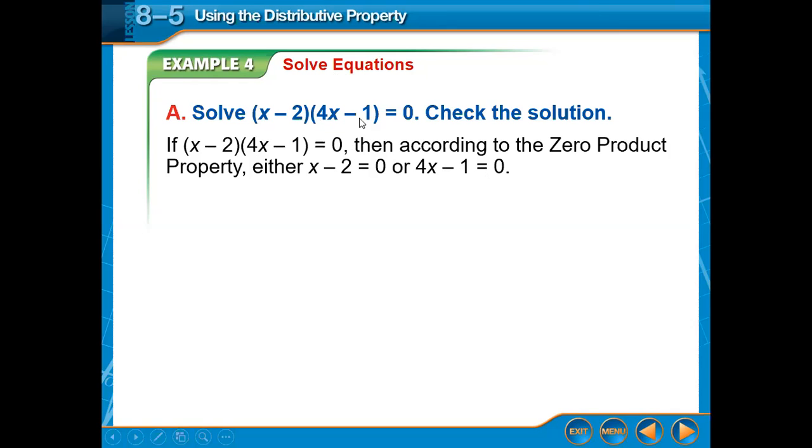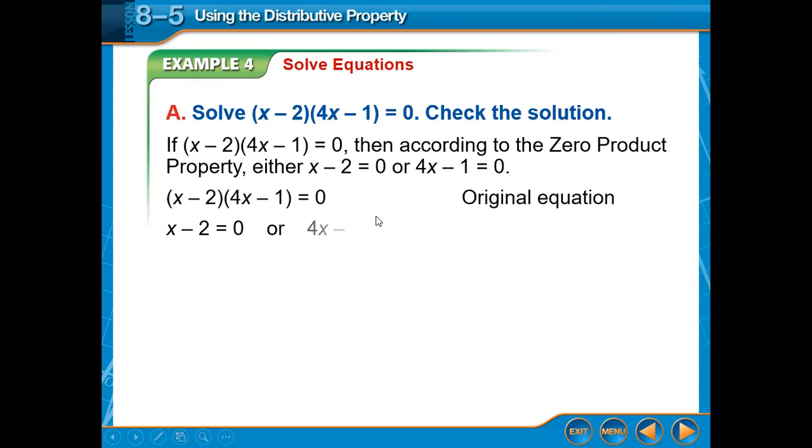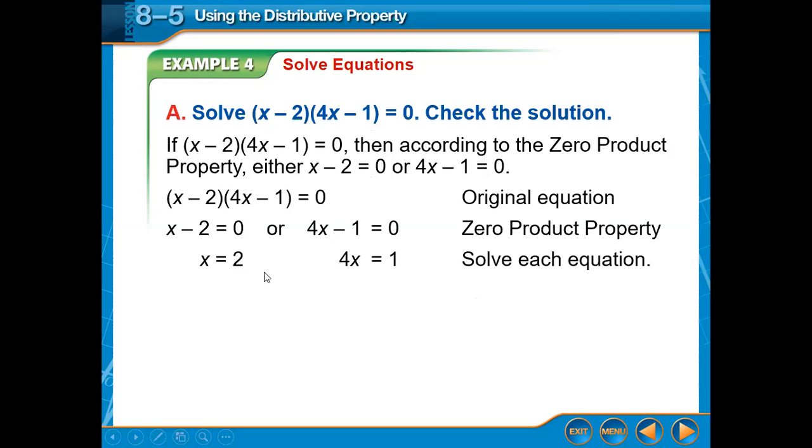So really you take your single equation and break it up into two separate equations equaling 0. x minus 2 could be 0, or 4x minus 1 could be 0, and solve each one of them. If you do that, you're actually going to get two answers. If I solve this, I would add 2 to both sides. And if I solve this, I would add 1 and then divide by 4. Now we get the answers that x is equal to 2 and x is equal to 1/4. So for this equation, you have two answers, 2 or 1/4.